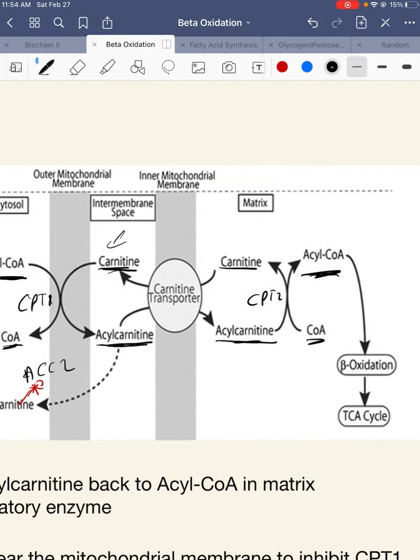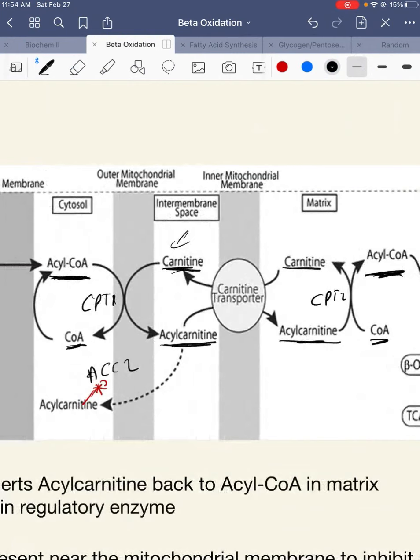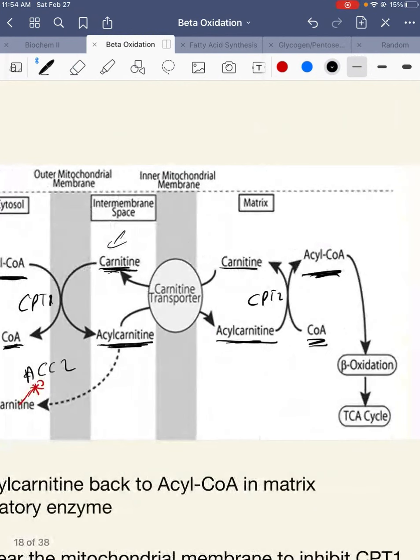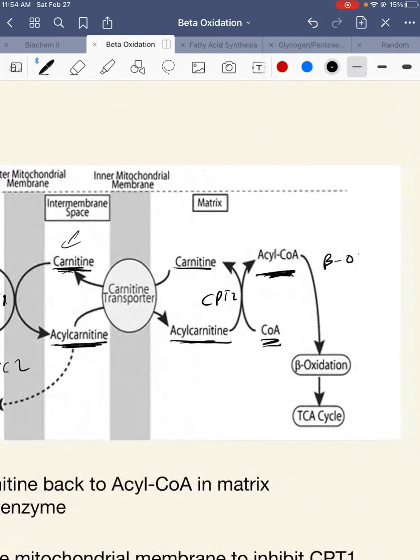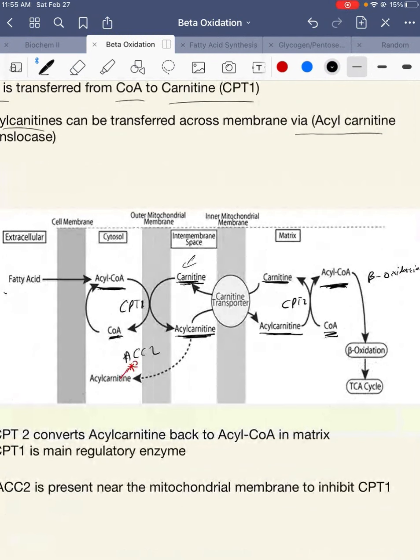So CPT2 runs the opposite reaction of CPT1. Remember we said CPT1 takes acyl-CoA and carnitine, and we make acyl-carnitine and CoA. CPT2 takes acyl-carnitine and CoA, and we run the opposite reaction. We make acyl-CoA, and then this can go and start beta-oxidation in the matrix. And then we make carnitine. Carnitine can then go back through the carnitine transporter into the intermembrane space, and then we can start the shuttle again. So I'll briefly talk about it again.